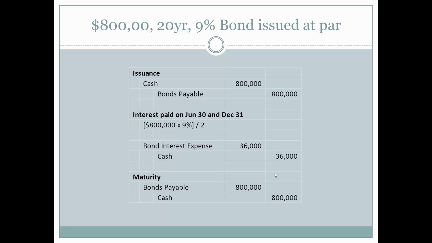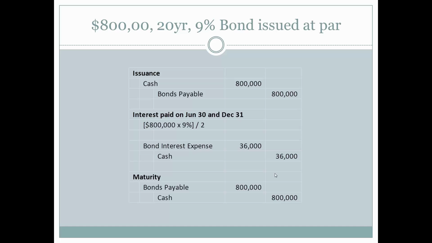So let's look at some bond-specific issues and how we would record some journal entries related to it. In this instance, we have an $800,000 bond. It's a 20-year bond, and it's yielding 9%. The bond is being issued at par. At issuance, that means the cash being received is the same as the face value of the bond, so the cash received by the company will be $800,000, and they will also record bonds payable at $800,000.